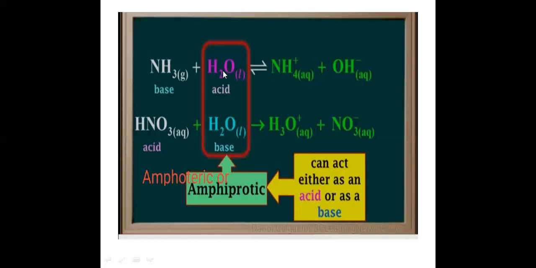Water is donating a proton, so it is a Lowry-Bronsted acid in this reaction of ammonia with water. While in the second reaction, when nitric acid reacts with water, which is an acid, at that time water will act as a base. Water will accept a proton to form hydronium ion, and nitric acid will donate a proton.